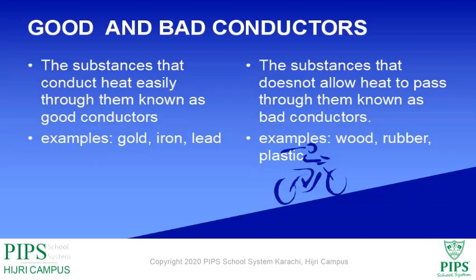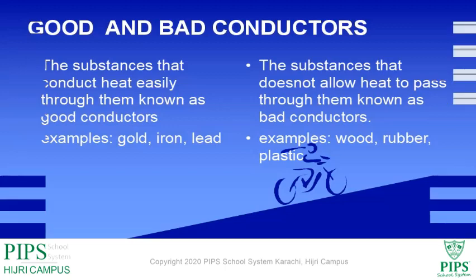Now we will learn about good and bad conductors. Do you know what are good and bad conductors? The substances that conduct heat easily through them are known as good conductors. Examples: gold, iron and lead. The substances that do not allow heat to pass through them are known as bad conductors. Examples: wood, rubber and plastic. So good conductors are those which can easily conduct heat, and bad conductors are those which do not allow heat to pass through them. Now observe in your surroundings how many good and bad conductors there are.